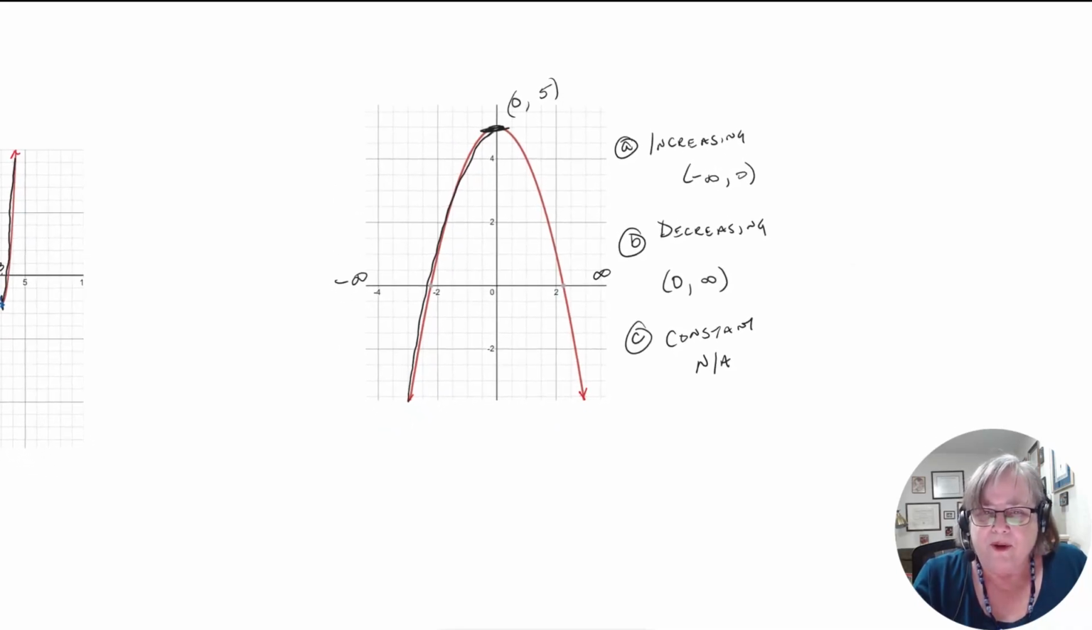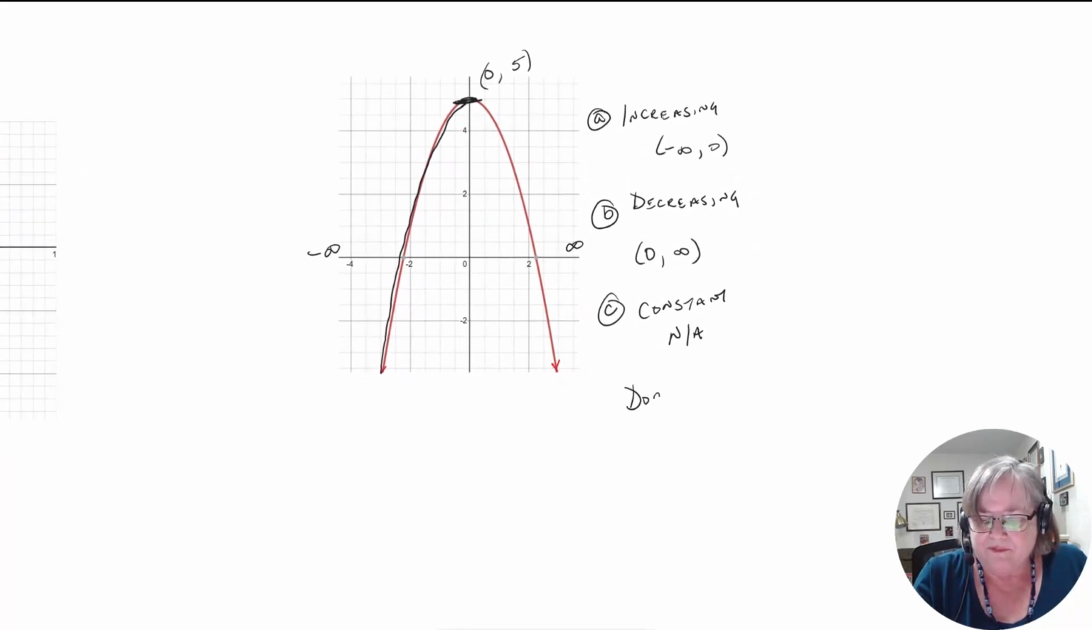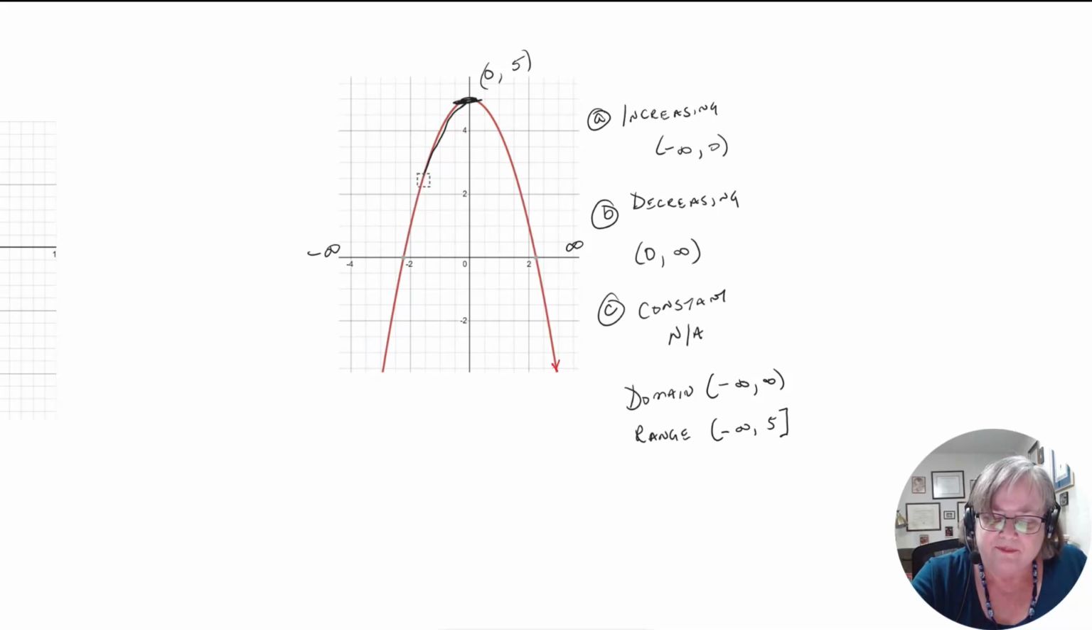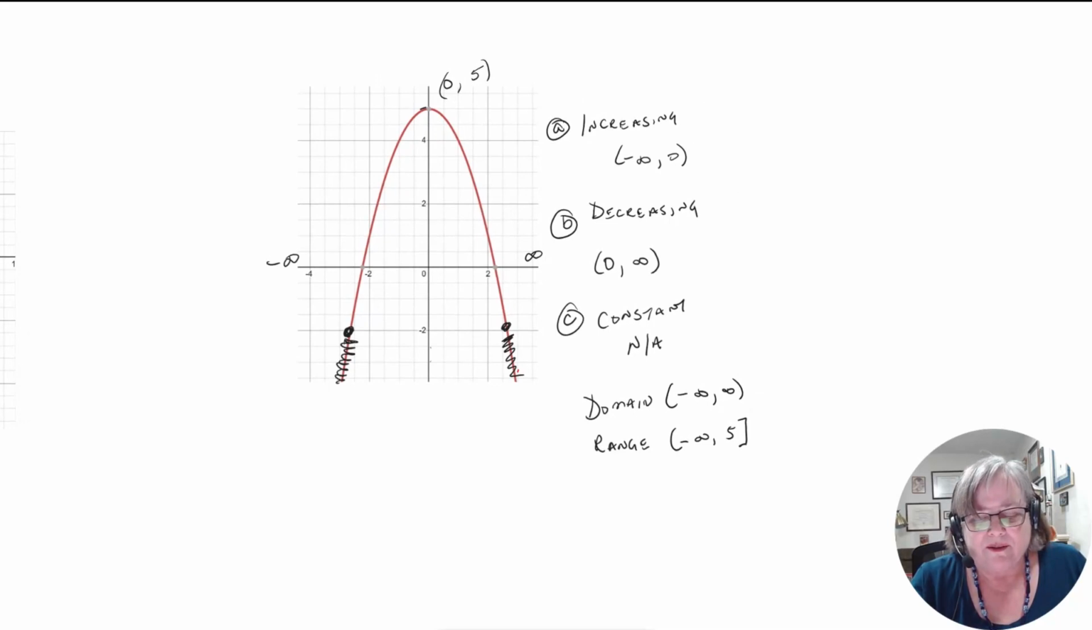All right. By the way, what is this one's domain? Negative infinity to infinity. And what's its range? Negative infinity to 5. Yep. All right. Just out of curiosity, what if there were not any arrows down there and it stopped right here? So what if these pieces were not there? All right. What would be its range? If it stopped right there, its range would be, let's see, this is negative 2 to 5. So the range would be negative 2 to 5 for that altered version.